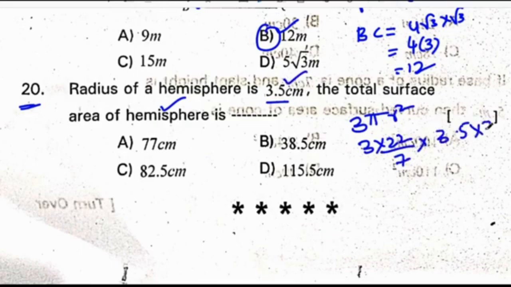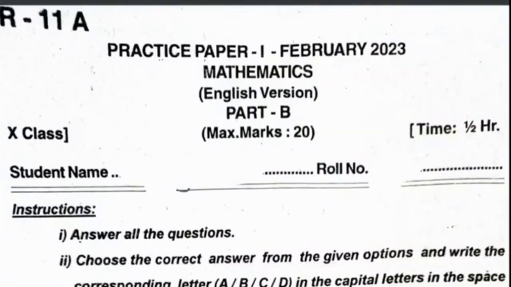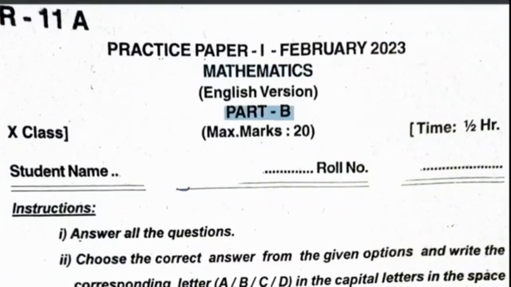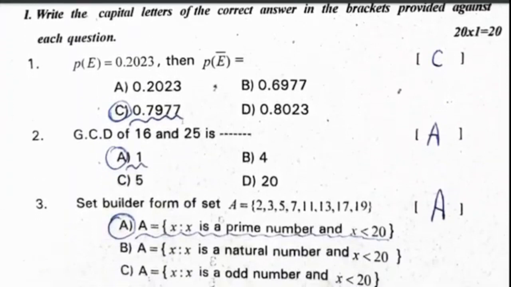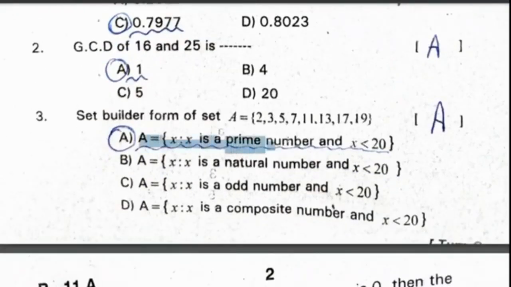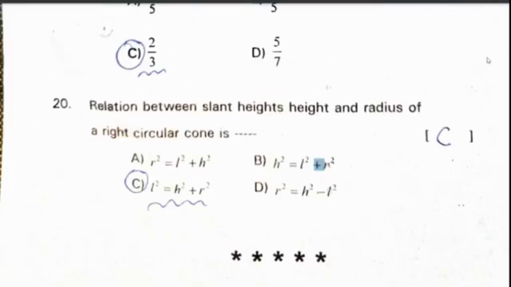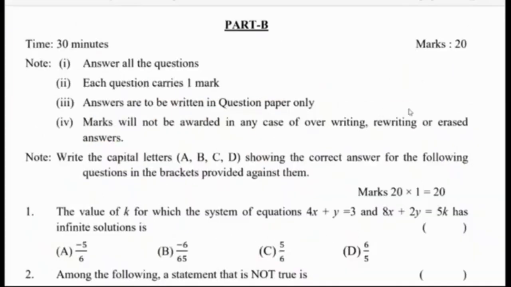We have to multiply 2 times, as in the formula we have r square. 7 ones are 7, 7 twos are 14, and so on. After calculation we will get the answer as 115.5. So the correct option for the 20th question is D. We'll discuss part B with answers now.